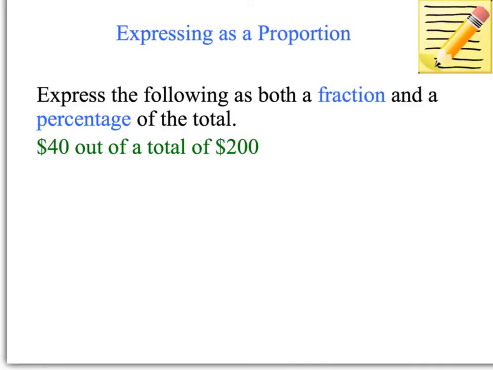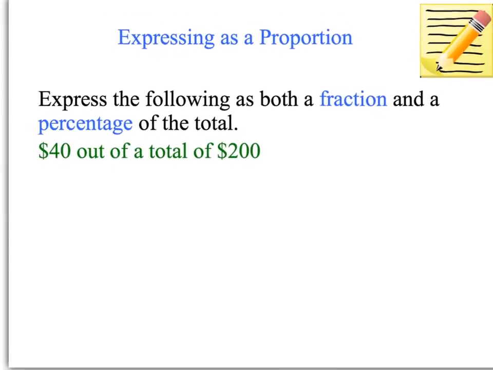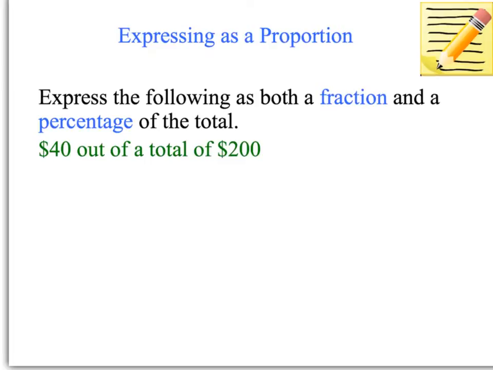Now the fraction is pretty easy. All you have to do is write the amount and then the total. So it's 40 out of 200. So 40 out of 200. Now we have to simplify this down. So I know that 20 will go into both these numbers. So 20 will go into 40 2 times. 20 will go into 200 10 times.